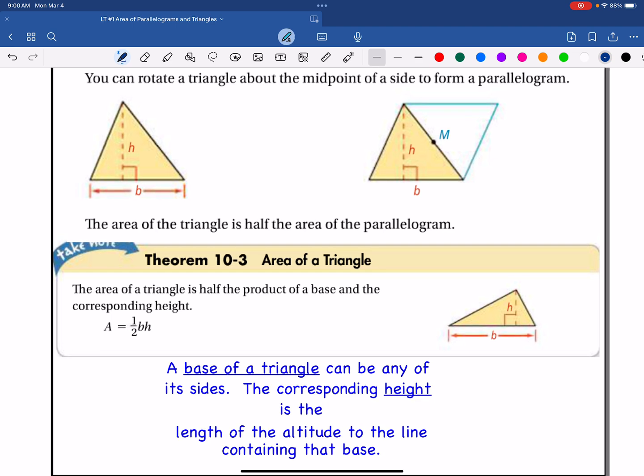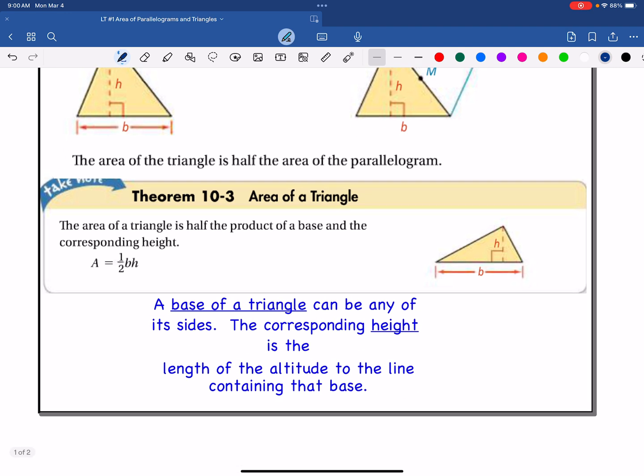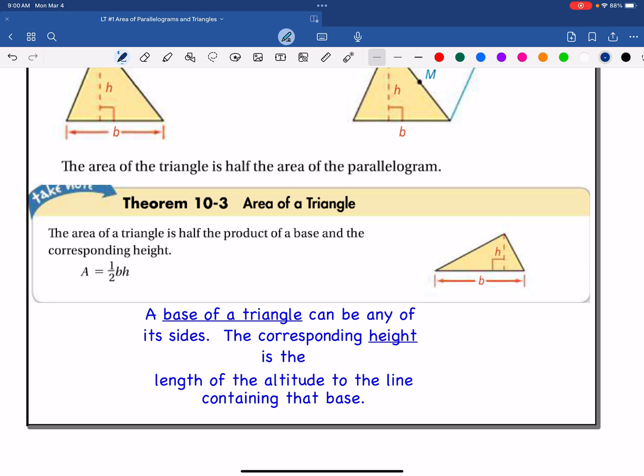With a triangle, it's the same thing. It's just going to be 1/2 base times height because a triangle is half of a parallelogram. So the base and the height of a triangle must also be perpendicular, just like that of a parallelogram.